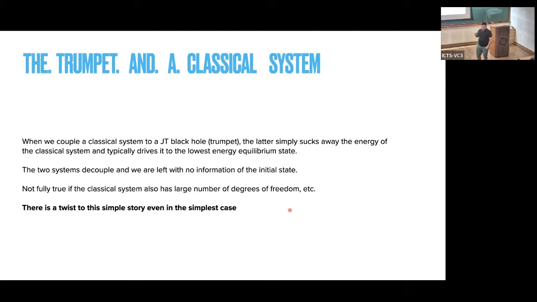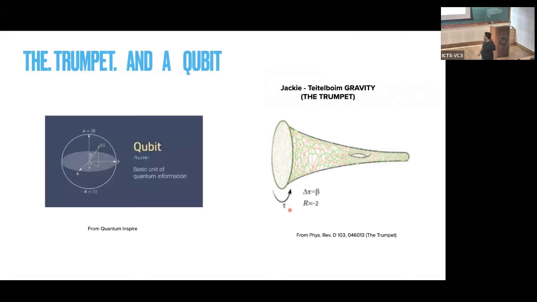There's a twist to this simple story, even in the simplest case and even in the classical limit. But first, I will talk about the quantum case. So this whole thing will be very different in the quantum case, as you will see. And it will have a lot of interesting behavior. So what I will do here is that I will couple a qubit to the JT gravity.